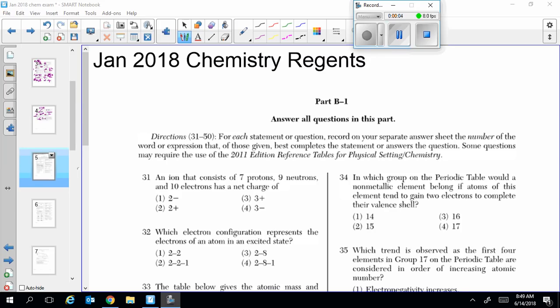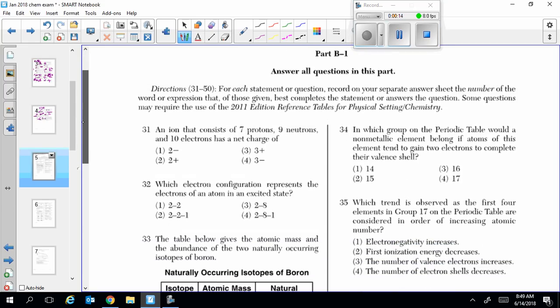I am going to continue working on the January 2018 Chemistry Regents exam with you, question by question. So we are now on part B1, more multiple choice.